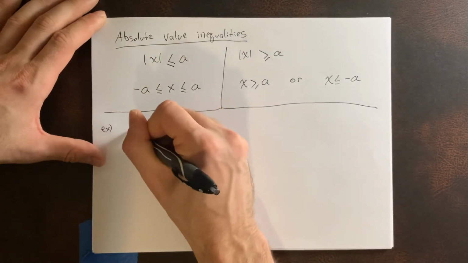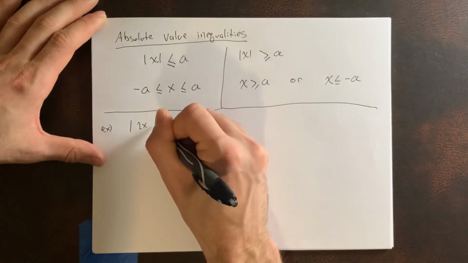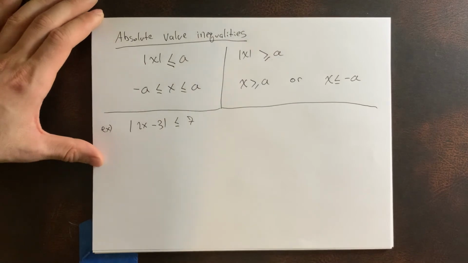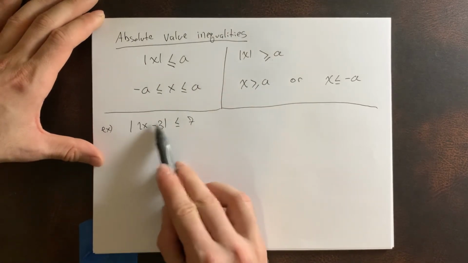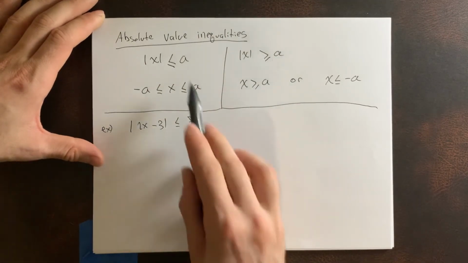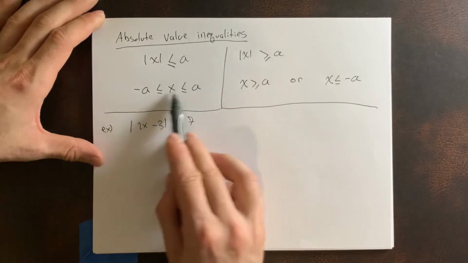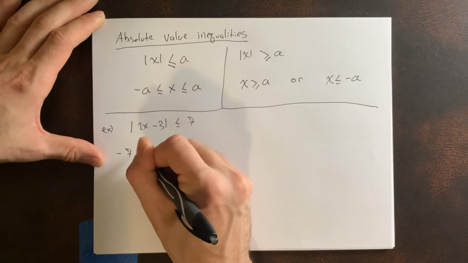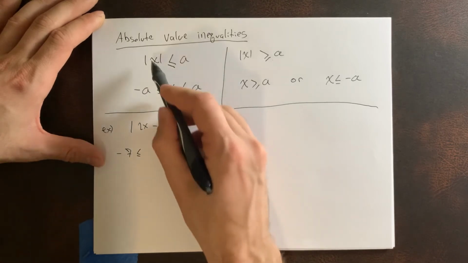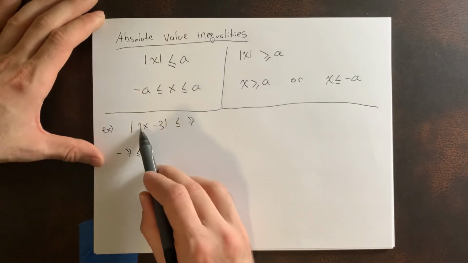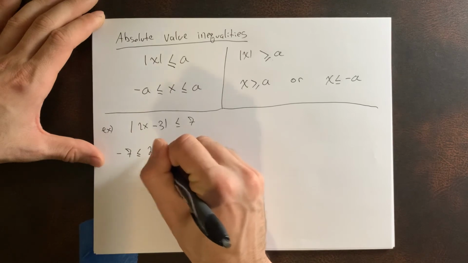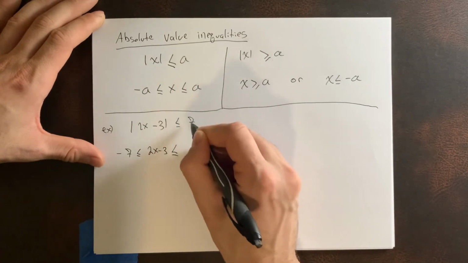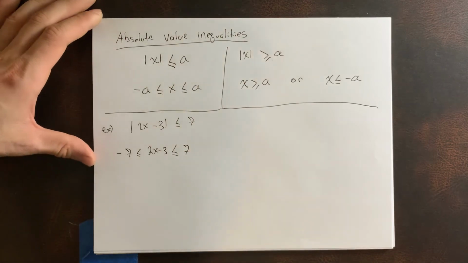Let's solve the absolute value. Say we have 2x minus 3 is less than or equal to 7. So again, this is the absolute value of something is less than or equal to a number. So that means we're going to do this. We're going to take the negative number, which is negative 7, less than or equal to just x. x is the inside of the absolute value. So the inside of this absolute value is 2x minus 3. Then less than or equal to the positive, this is the regular number, so 7.